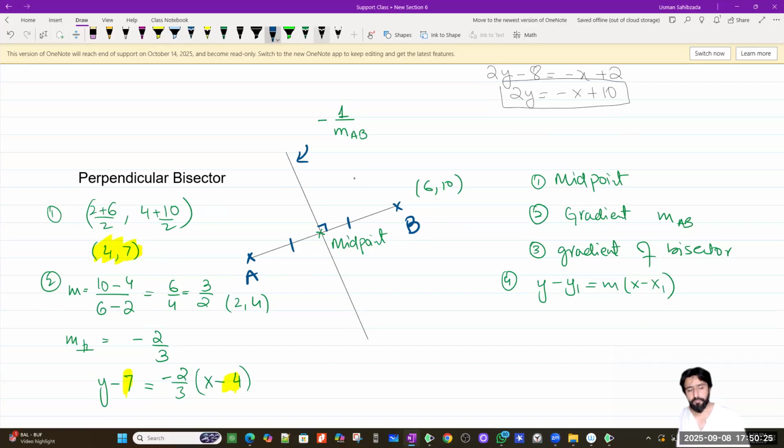If somebody does not plug in the midpoint and ends up plugging in A, they actually end up getting an equation of a line which is perpendicular to AB but passing through A. Similarly, if they plug in B, that's what they get.